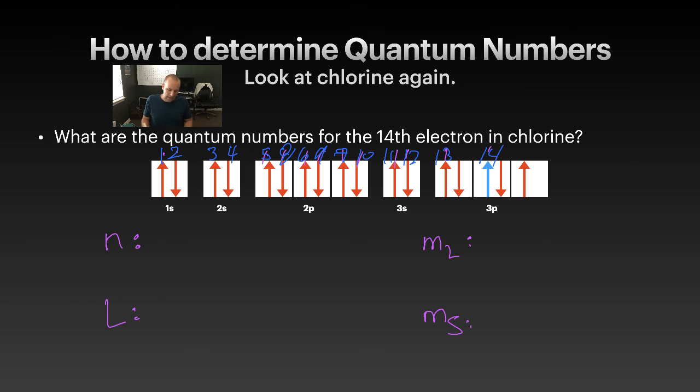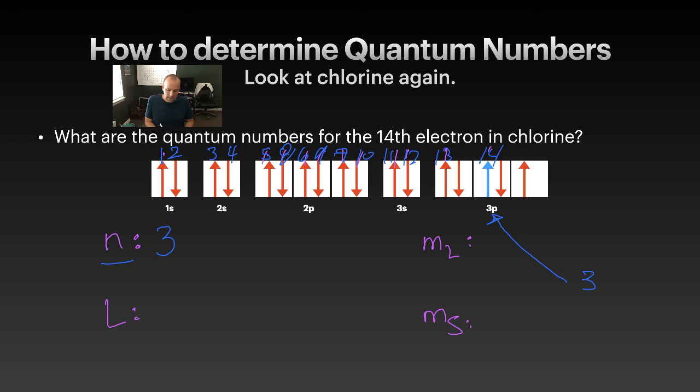So how do you determine n? n is for the principal energy level that it's in. And in this case, the principal energy level that it's in is 3. Okay, it's in the third principal energy level. How do I know that? Because it's in 3p. So n equals 3.